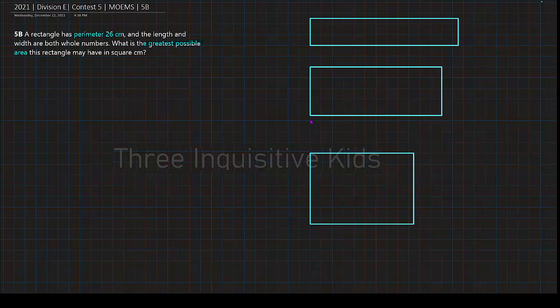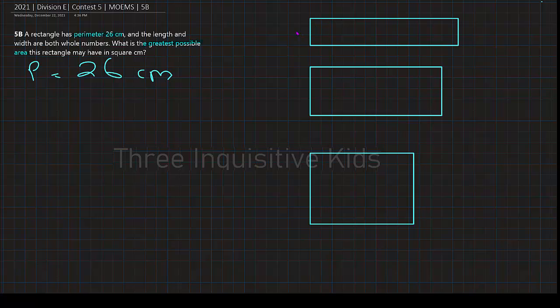And let's go ahead. So first, what does this first part mean? The rectangle has a perimeter of 26 centimeters. It means that the sides all added together is equal to 26 centimeters. Now, what are some ways we might be able to split that up? I'm just going to first do a test.